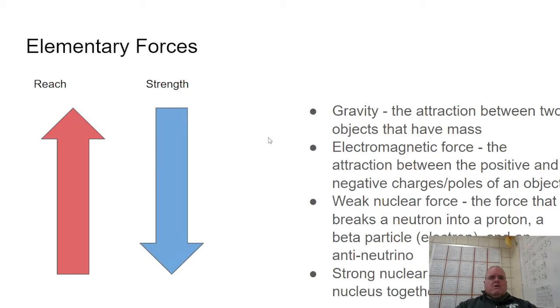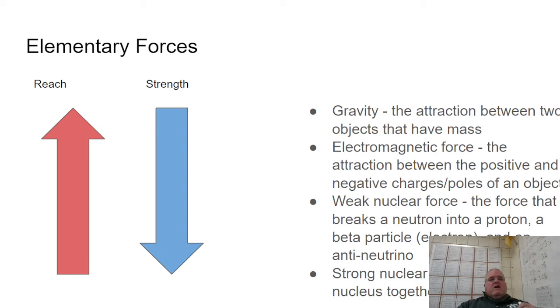Now, there are four elementary forces that we talk about: gravity, the electromagnetic force, the weak nuclear force, and the strong nuclear force. Gravity is the interaction between two objects that have mass. The electromagnetic force is the attraction between the positive and negative charges or poles of an object. The weak nuclear force is the force that breaks a neutron into a proton, a beta particle or an electron, and an antineutrino. The strong nuclear force is the force that holds a nucleus together.